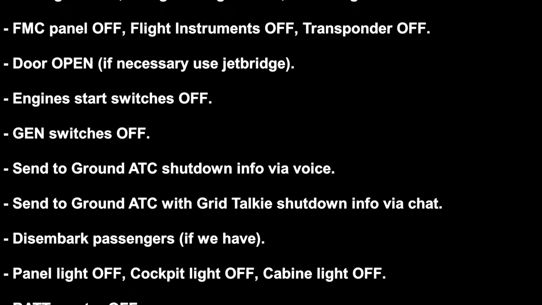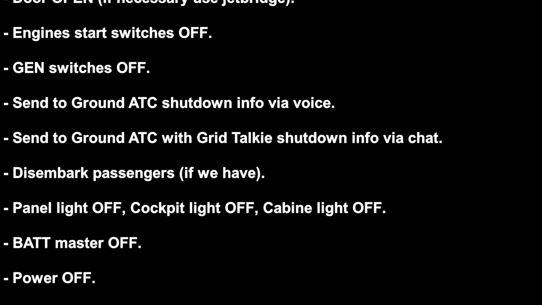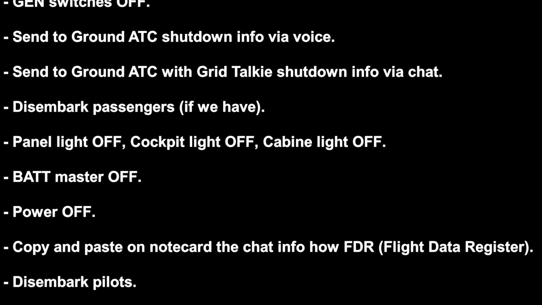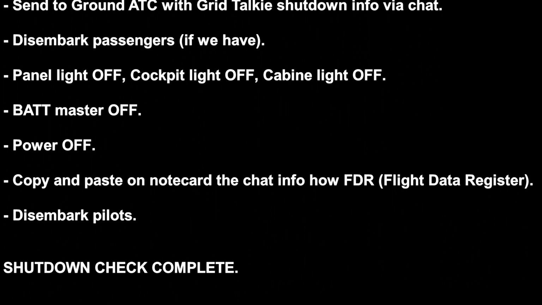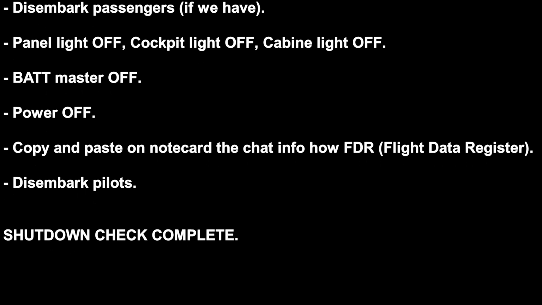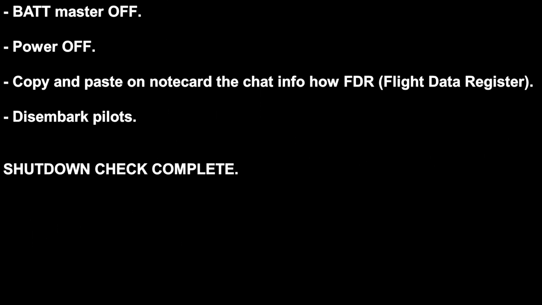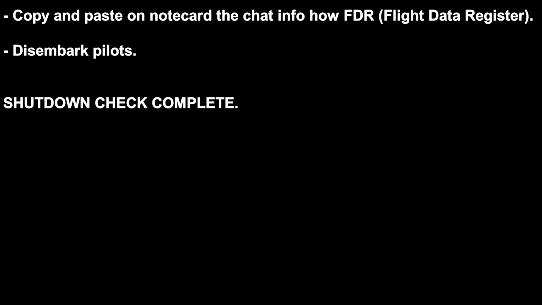Send to ground ATC shutdown info via voice. Send to ground ATC with Grid Talkie shutdown info via chat. Disembark passengers, if we have. Panel light off, cockpit light off, cabin light off. Battery master off. Power off. Copy and paste on note card the chat info for FDR, flight data register. Disembark pilots. Shutdown check complete.